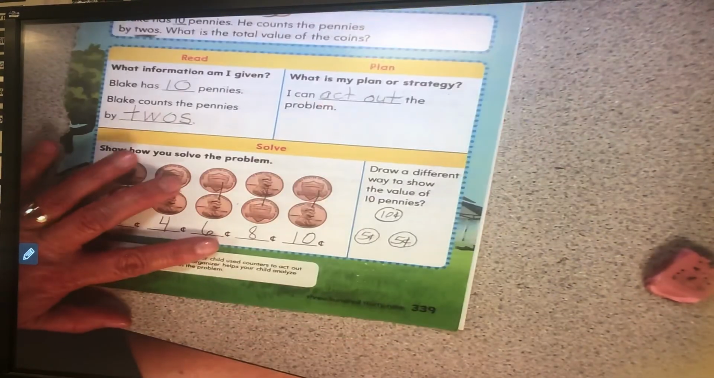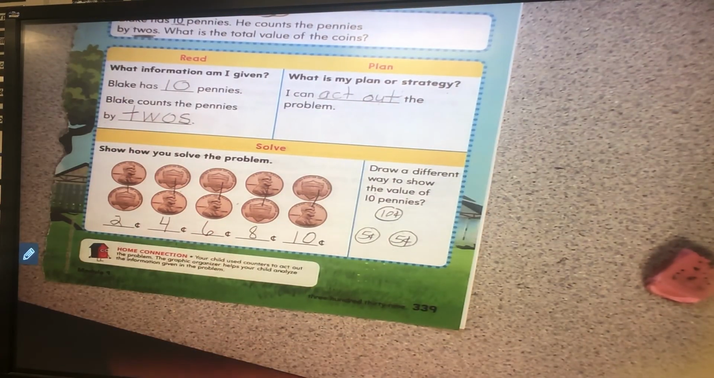All right, boys and girls, that's it for lesson 9.4. You can get your homework practice page out and do it independently. If you need help from your parents, it's okay.